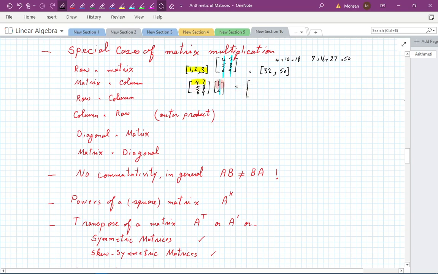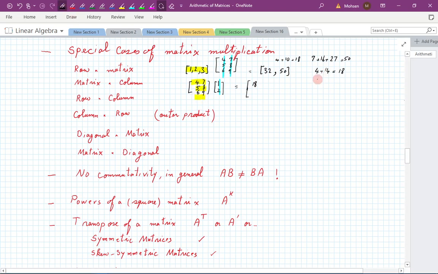So 4 times 1, so there's going to be a 4. 7 times 2, it's going to be 14. And then we have to add them, so first entry becomes 18. Then 5, 8. So each of these rows has to be multiplied.